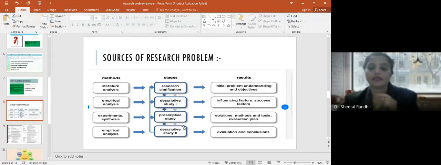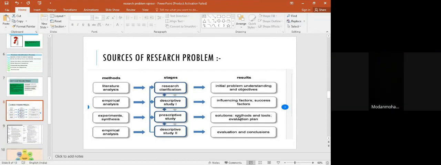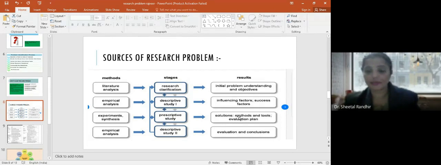Then stages, which were already explained by the other speaker, Honorable Dr. Alisa ma'am. So I'll not waste too much time on that because she has given the very best contribution on this. See, we must have the research clarification, then the descriptive study, then the prescriptive study, and the descriptive study second. And the results must focus on the initial problem, understanding, and objectives. Yes? Anybody wants to ask any question on this slide? Okay. So the result must be: the initial problem, understanding, and objectives, then influencing factors, success factors, solution, methods, and tools, evaluation plan, and the evaluation and conclusion.